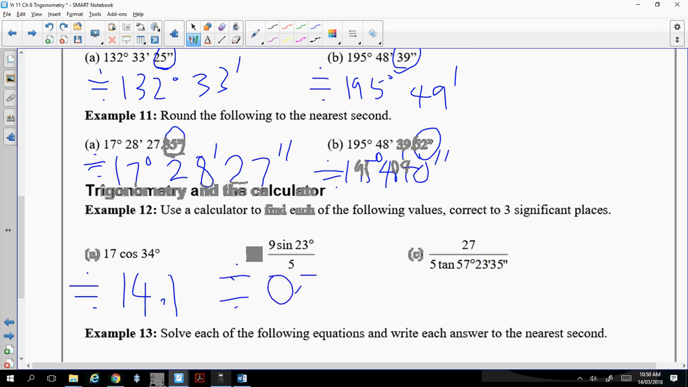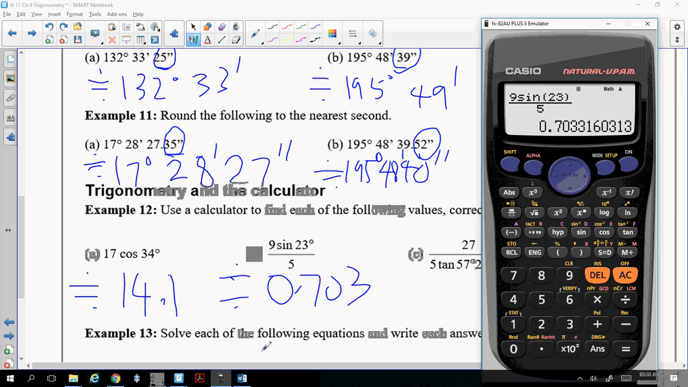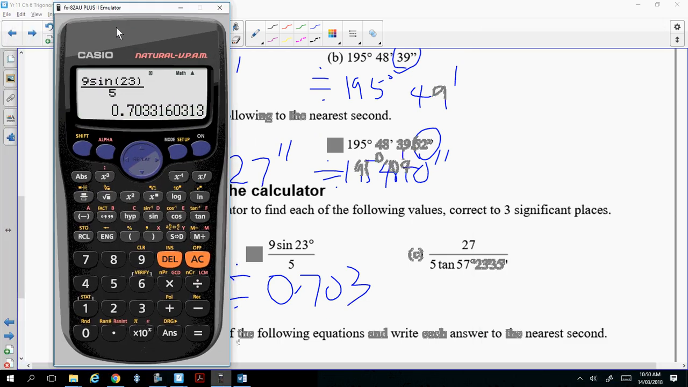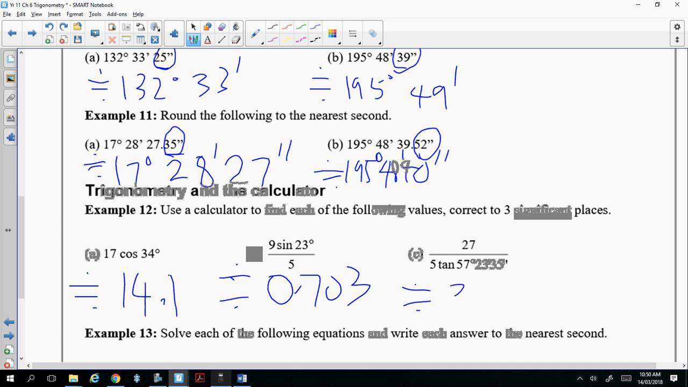And the last one, you just have to enter again on your calculator. So you go fraction 27 over 5 tan 57 degrees, 23 minutes, 35 seconds, close bracket, okay? 3.45 to 3 significant figures. All right, good.